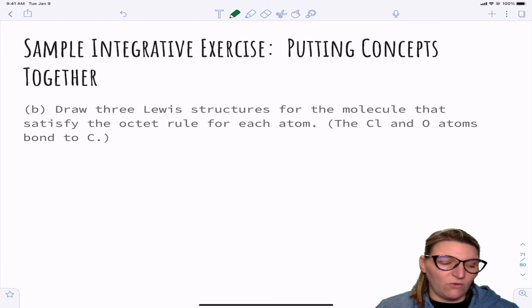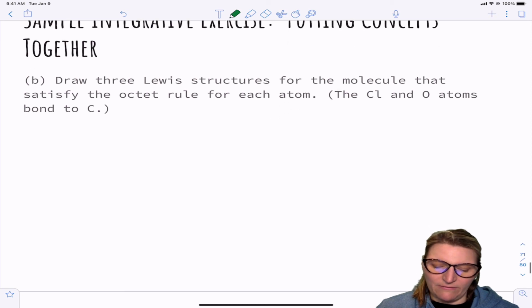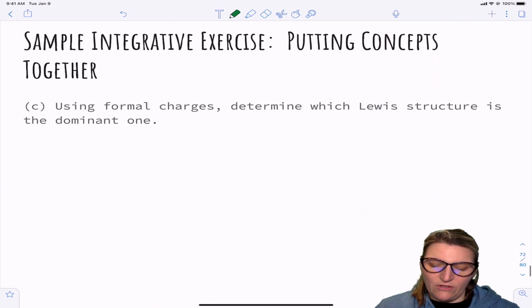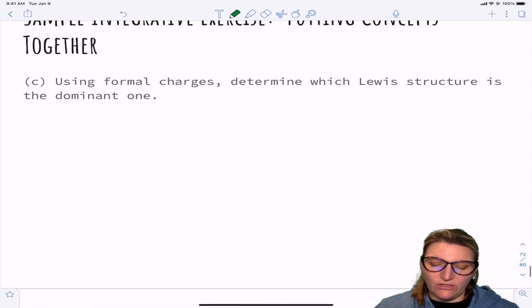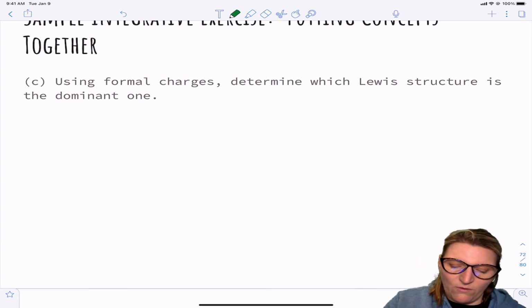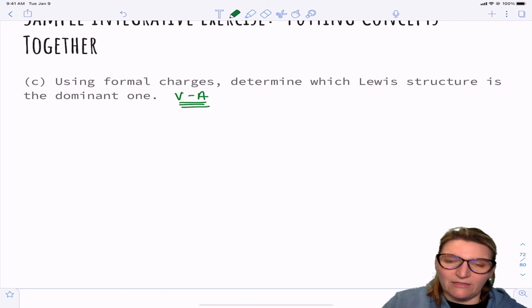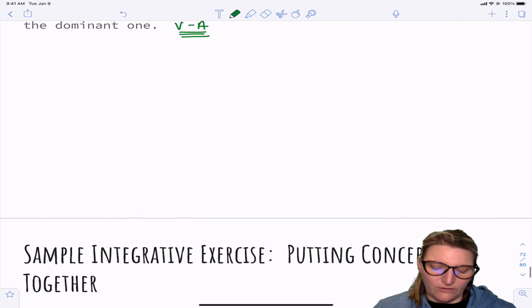Okay. After that, you have to draw 3 Lewis dot structures for these that satisfy the octet rule for each atom. You are going to have to make some double bonds in there. Using formal charge, determine the Lewis structure that is the dominant one. So for formal charge, remember that's valence minus assigned. That's how you calculate formal charge.